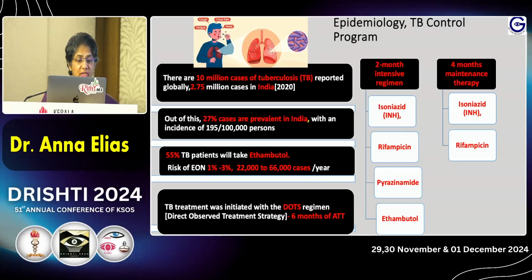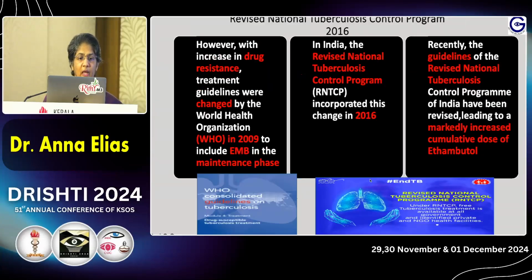So initially in India, TB treatment was started with a DOTS regimen. That is 6 months of ATT, 2 months intensive treatment with isoniazid, rifampicin, pyrazinamide, ethambutol, and a 4 months maintenance therapy of isoniazid and rifampicin. So ethambutol is given just for 2 months. However, due to drug resistance, WHO changed their guidelines. This was incorporated in India in 2016.